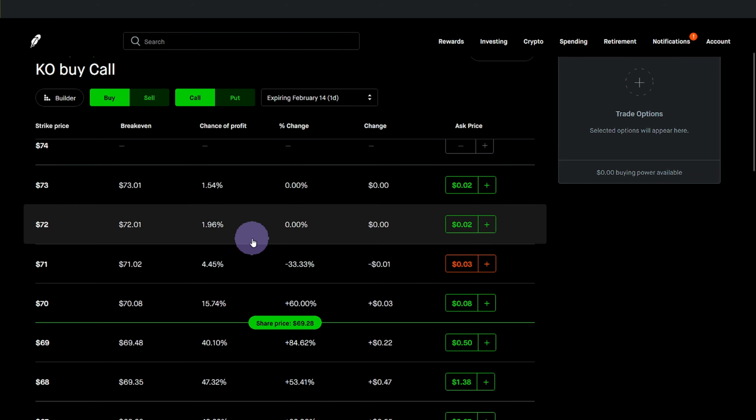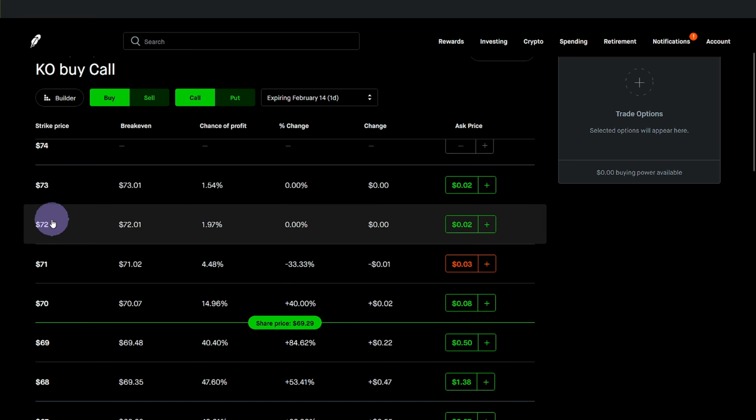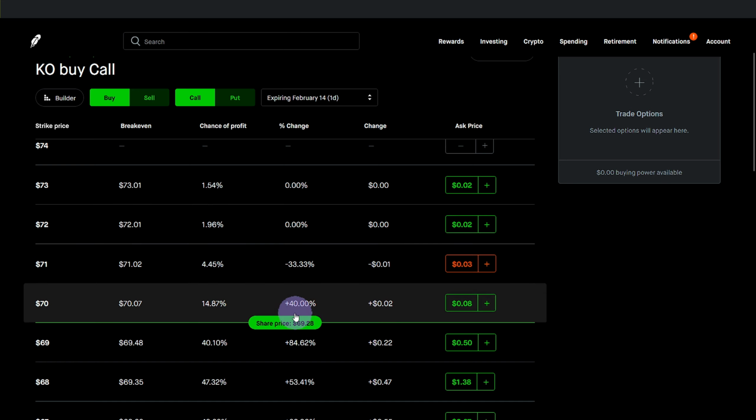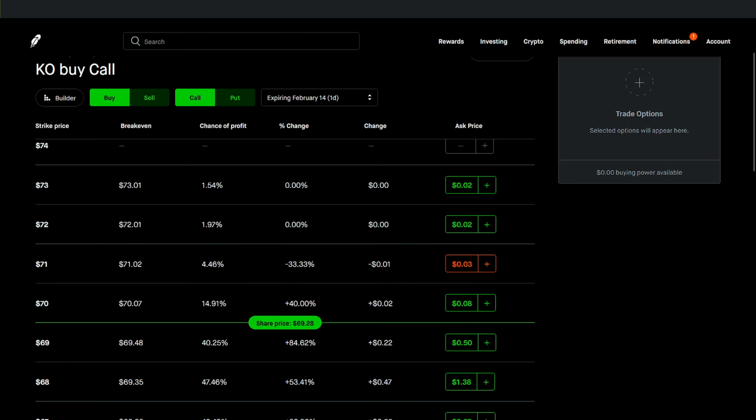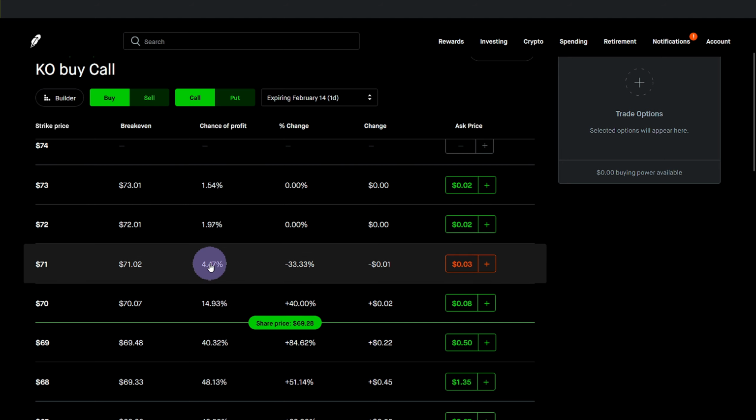Now, above the share price, these strikes, well, it wouldn't make sense to exercise these options. There's no way I'm going to pay $72 per share to exercise this option when I can just buy the shares at market right now for $69. So we call these options, everything above here, out of the money.